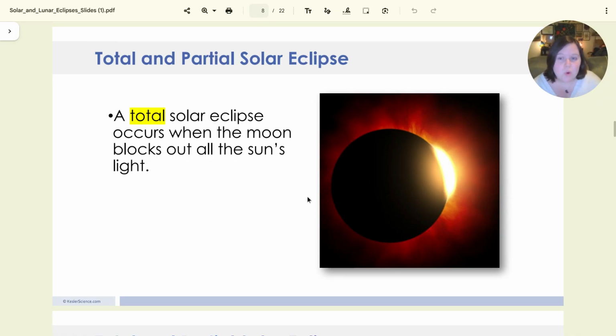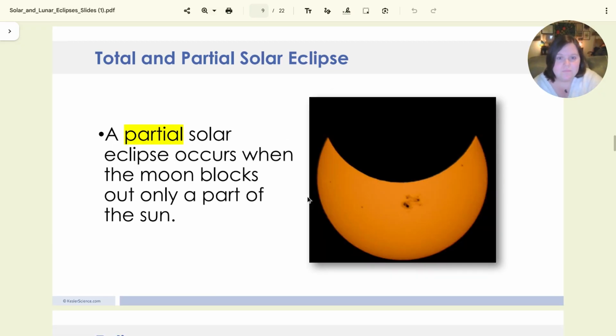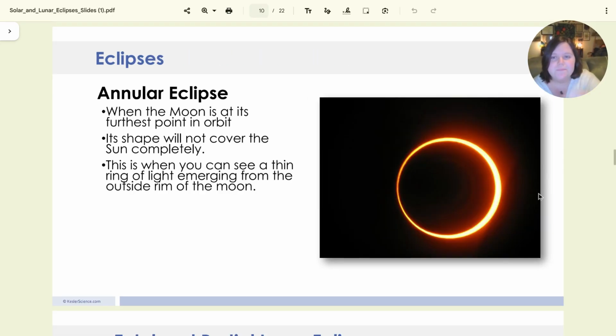We say it's a total solar eclipse when all of the light of the sun is blocked out completely. Okay? Completely. We call it a partial when it's partial. So the moon is just blocking out part of it, and like here you can see it leaves over this shape, right? An annular eclipse is when the moon is at its furthest point in the orbit, so the furthest away from Earth that it ever gets.